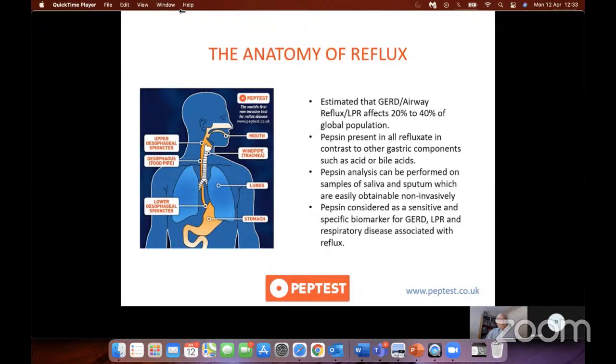Another clear message is that we use saliva as a very easy to use method for measuring pepsin in clinical samples. And really the last message from this slide is that pepsin is considered by us and by many others to be a very specific biomarker for reflux disease. And many studies have been done in GERD and LPR and respiratory diseases associated with reflux to demonstrate that fact.